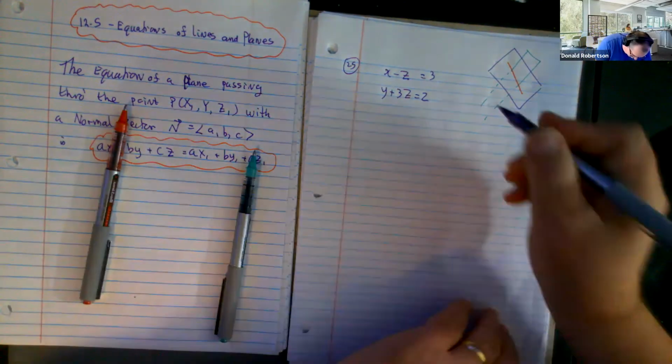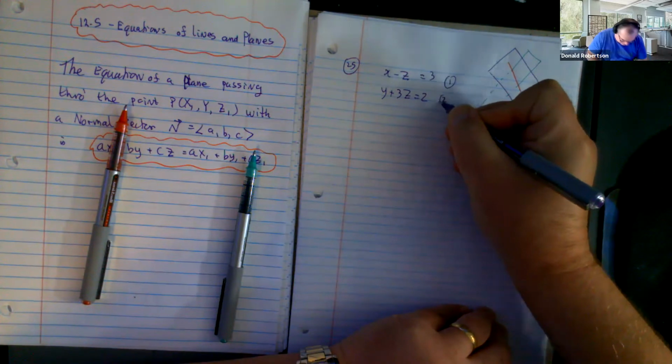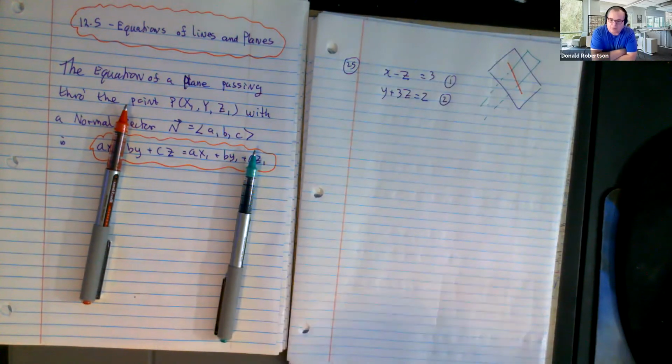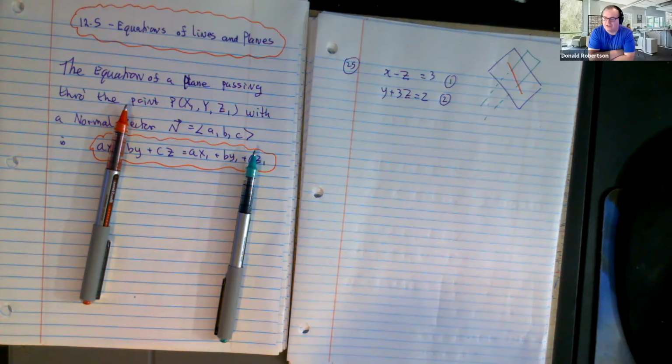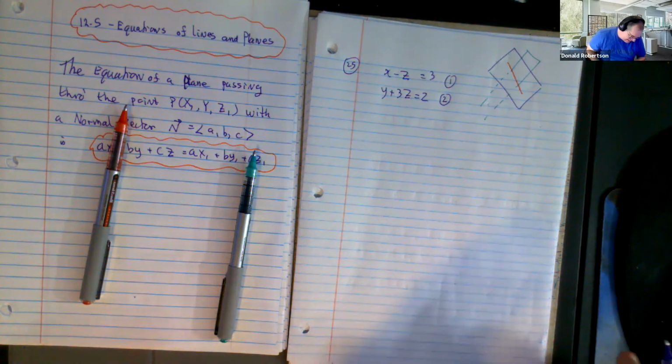I'm going to call this equation 1, and this guy equation 2. And we have a big problem here, don't we? To get the equation of a line, don't I need to know the direction vector for that line? And don't I also need to know a point on that line? Great. Molly, have you got an idea? No, I was just thinking that it's nasty. It is nasty. So let's think outside the box.